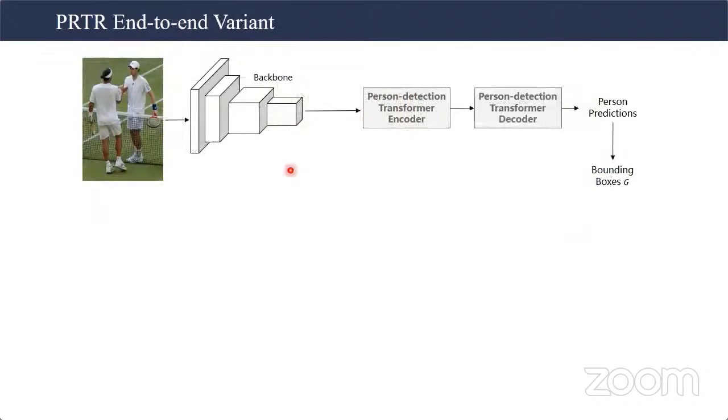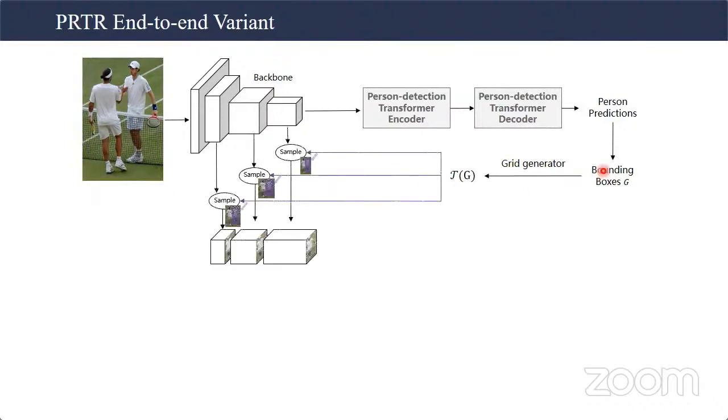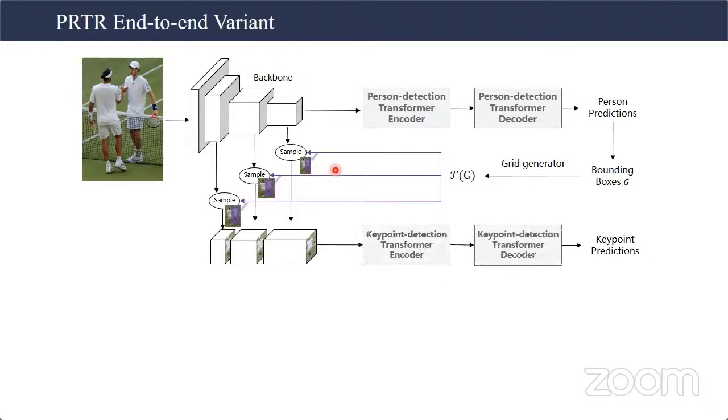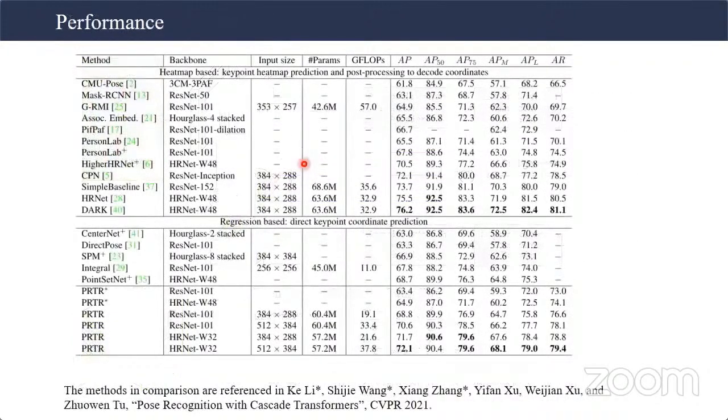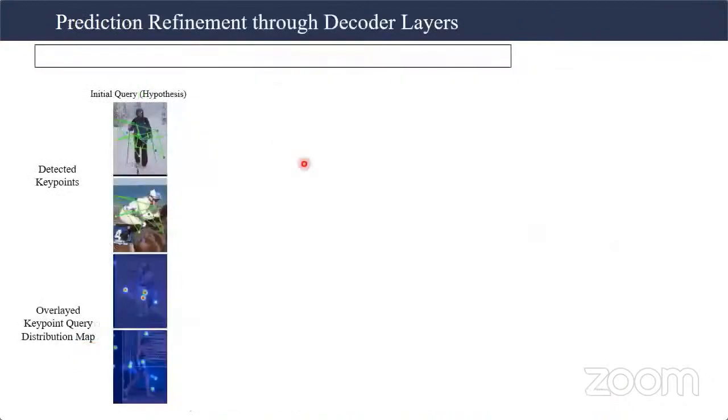And we also provide another variant, which is end-to-end. It also performs person detection, but once a person is detected, instead of cropping the images, it uses a spatial transformer network to localize the areas of interest, and then based on another transformer, it extracts the control points. The slide here shows the results by our proposed method.